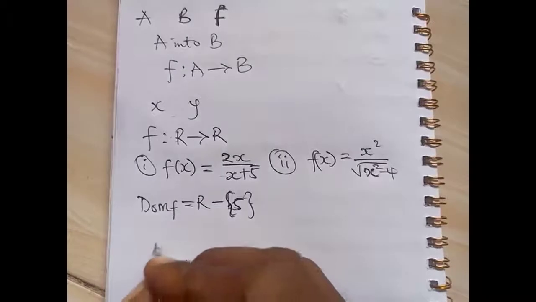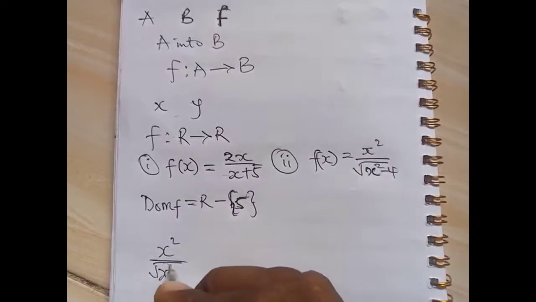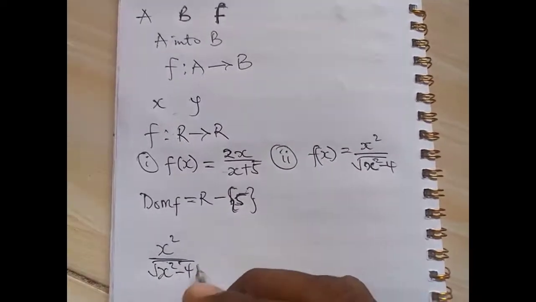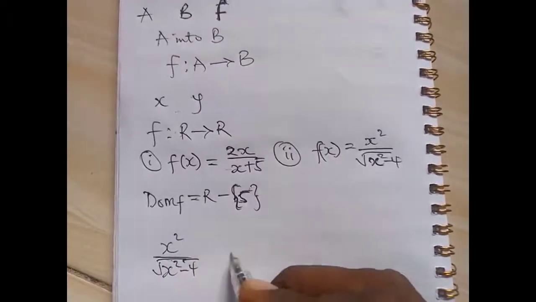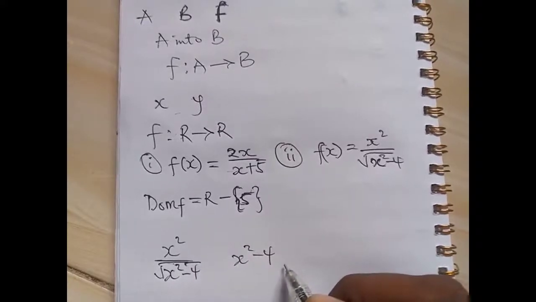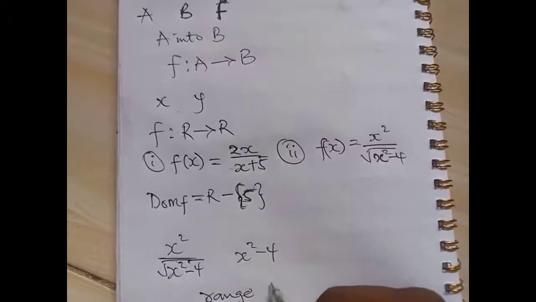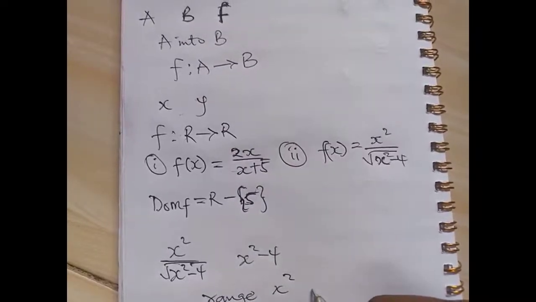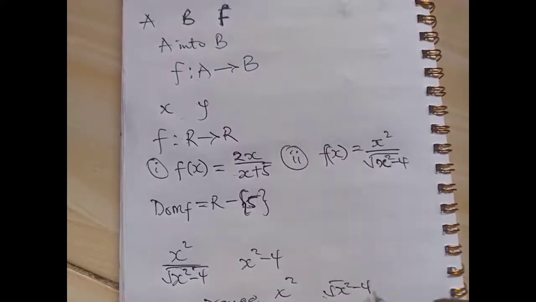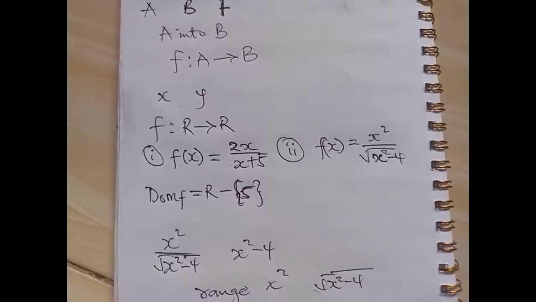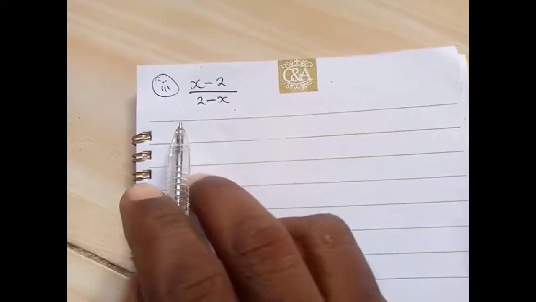For the second one, we have x squared over the root of x squared minus 4. This function is not defined when x squared minus 4 is either equal to 0 or less than 0. And for the range, x squared must be positive, and because of that, x squared over the root of x squared minus 4 also must be positive.